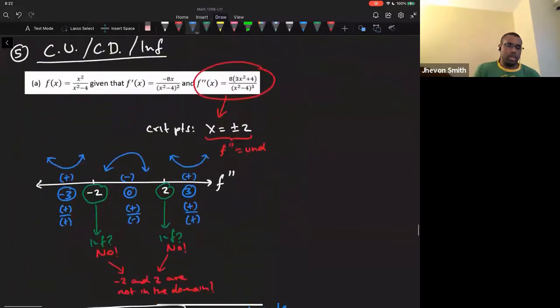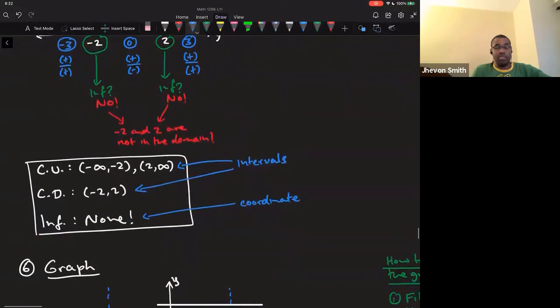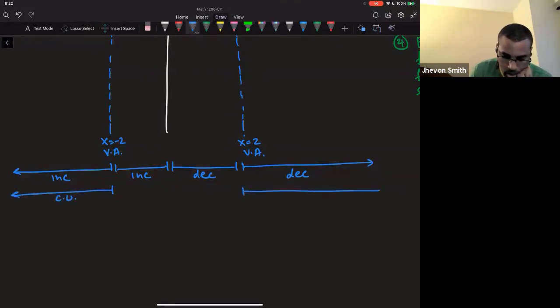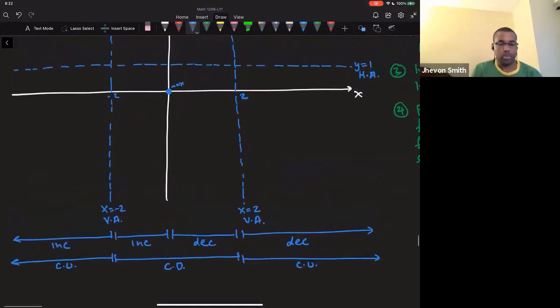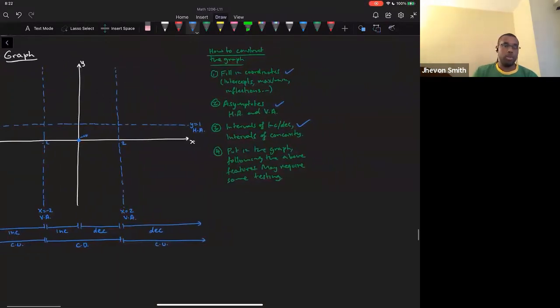Similarly, I look at concavity. I'm concave up from -infinity to -2, and from 2 to infinity, and I'm concave down in between. So I'll put that in. Here I'm concave up. Here I'm concave up. And all the way in between, I am concave down. I just put in the intervals. So now we're ready to actually plot the graph.